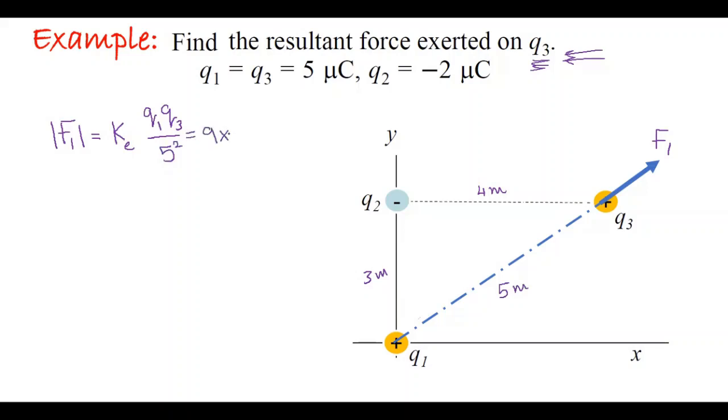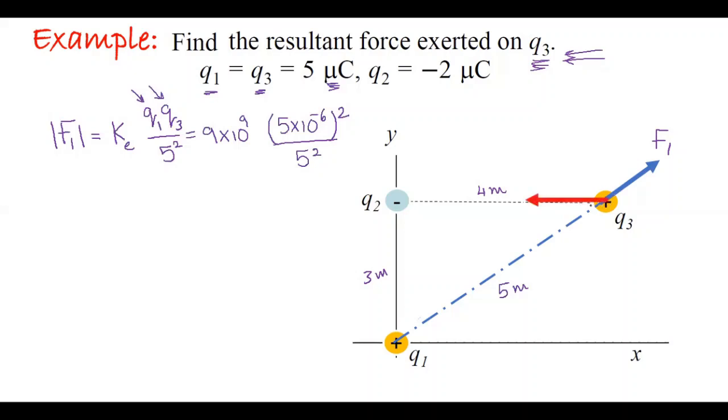Ke is 9 times 10 to the power 9. The charge should be substituted in coulombs, but here we have microcoulombs. The micro means you have to multiply by 10 to the power negative 6. So the charge Q1 is 5 times 10 to the power negative 6, and both charges are equal. Q1 is equal to Q3, so I'm going to write squared here, divided by 5 squared. Here is how we are going to calculate the magnitude of F1.